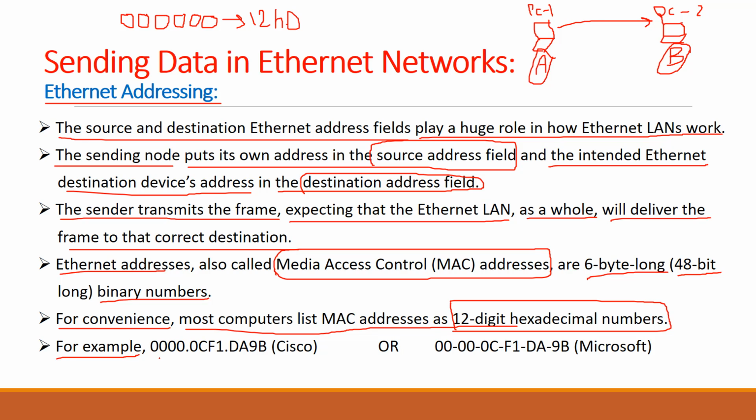As you see here, for example, Cisco represents the MAC address like this: 12 digits, 4 in each group, 4 digits here, 4 digits here, separated by a dot, and 4 digits here. This is how the MAC address is represented on Cisco switches and routers, mainly Cisco switches. And Microsoft operating systems represent the MAC address in this format. They are both 12-digit hexadecimal, but how they are represented depends on the vendor.